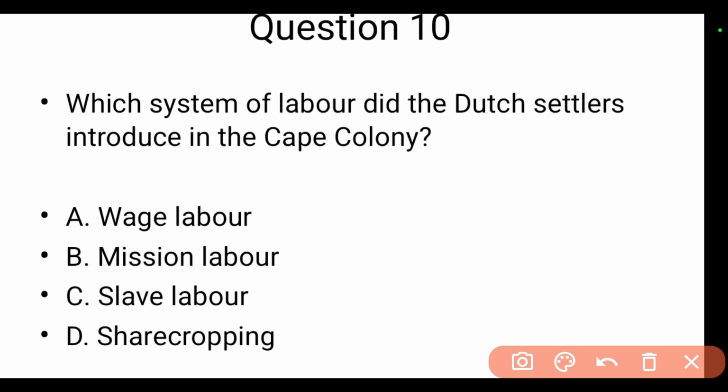Which system of labor did the Dutch settlers introduce in the Cape Colony? A. Wage labor. B. Mission labor. C. Slave labor. D. Sharecropping. So the answer is slave labor.